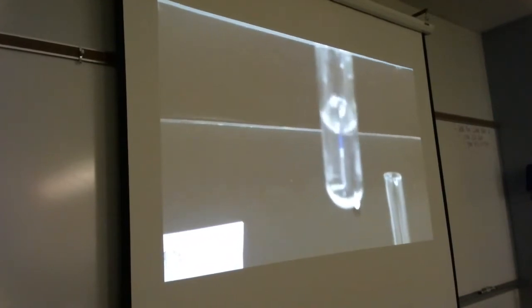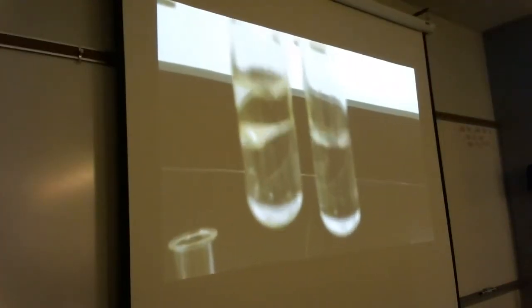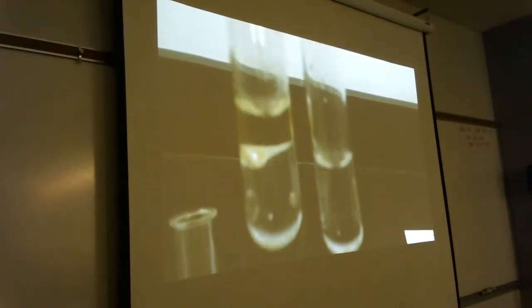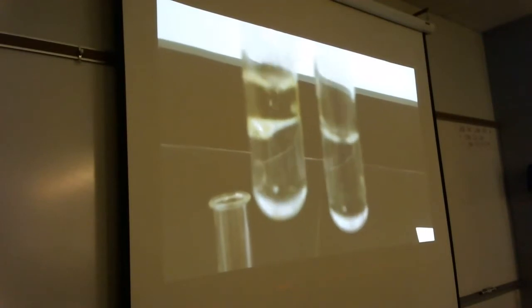Solubility is a function of intermolecular forces. If you see formation of layers, that means they are insoluble in each other. And if you do not see formation of layers, that means that they are soluble in each other. If the intermolecular forces are incompatible, then the two liquids will not be soluble in each other.